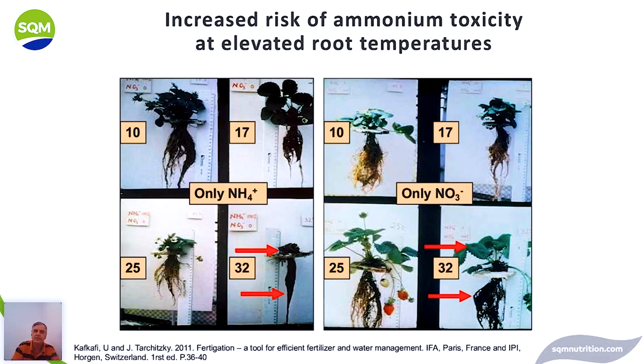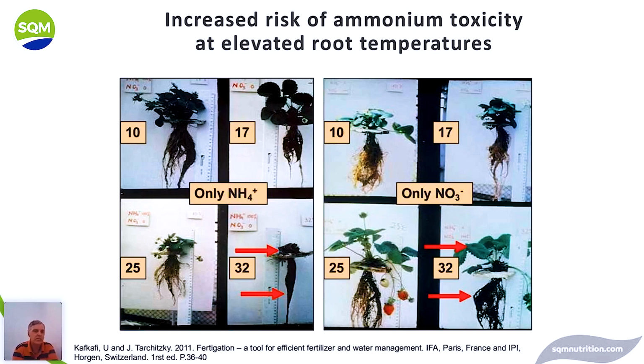And for the temperatures between 10 and 17 Celsius degrees, you see that the plant development is more or less the same. At 25 Celsius degrees at the root zone, we can already see some precocity in the plant that was fed with nitrate. But at 32 degrees, you see that the plant that was fed only with ammonium has died. And at 32 degrees, the plant with nitrate is still alive and producing.